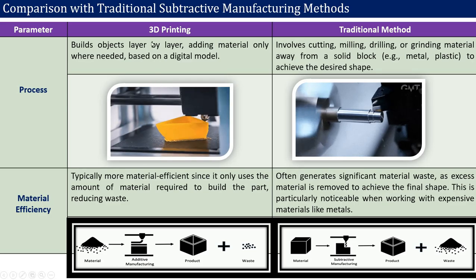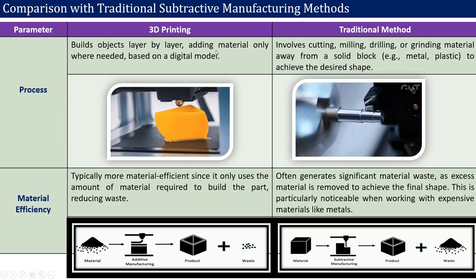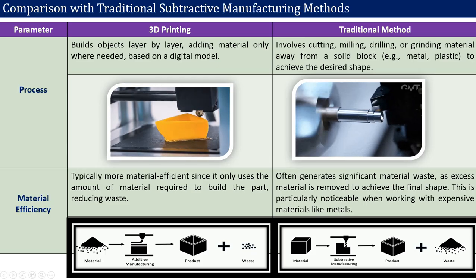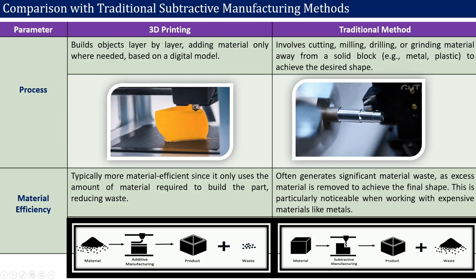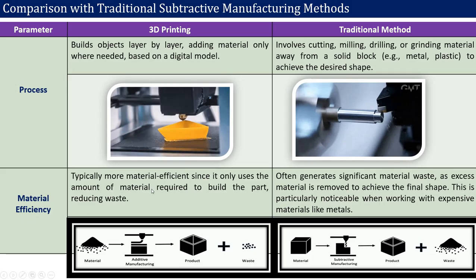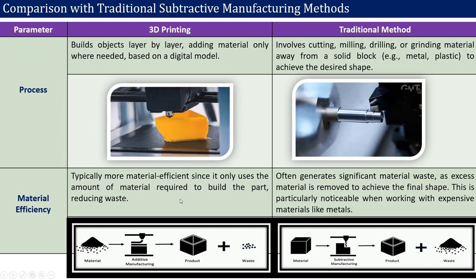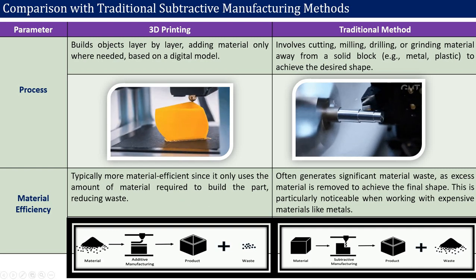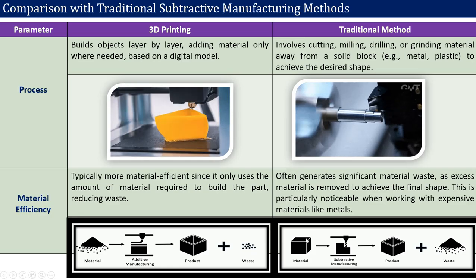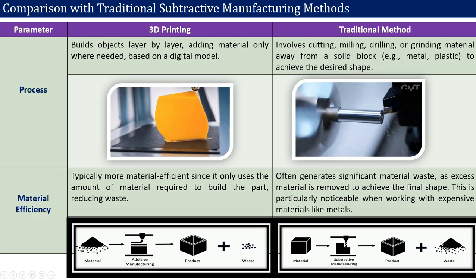So what are the advantages and disadvantages of additive manufacturing with respect to traditional methods? In 3D printing, the process is that we add material layer by layer, while in subtractive manufacturing, we have to remove material from the given initial material. Second, material efficiency. In 3D printing, the material wastage is very low because we take the initial material and add it, so the wastage is very low. While in subtractive or traditional methods, we are removing material, so there is a huge wastage of material.